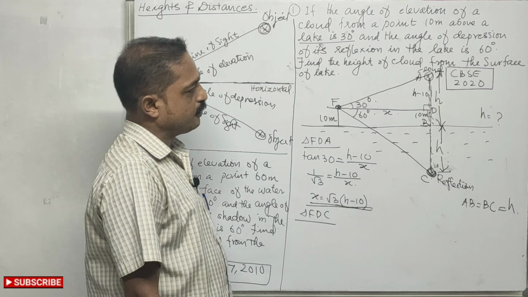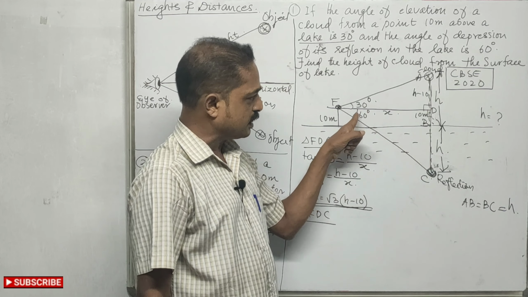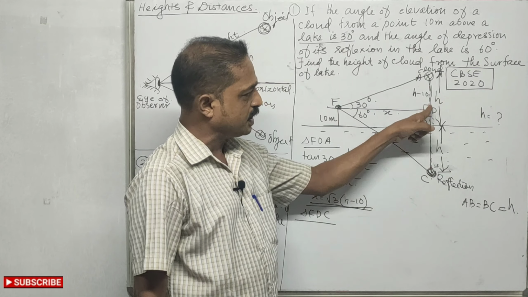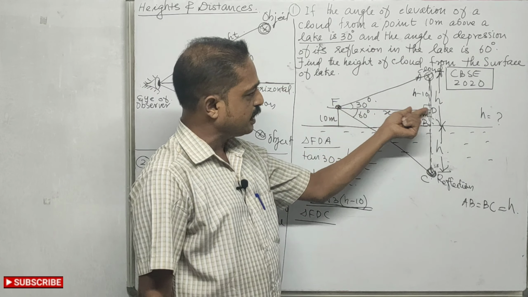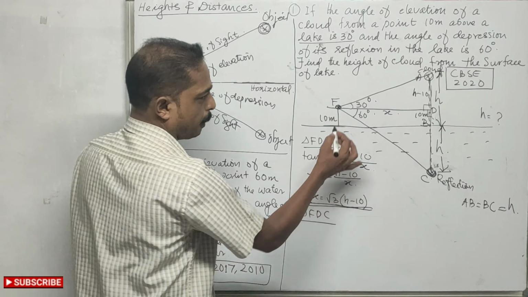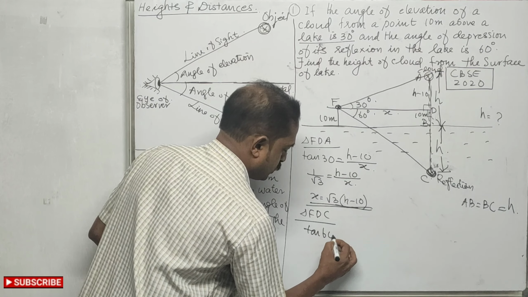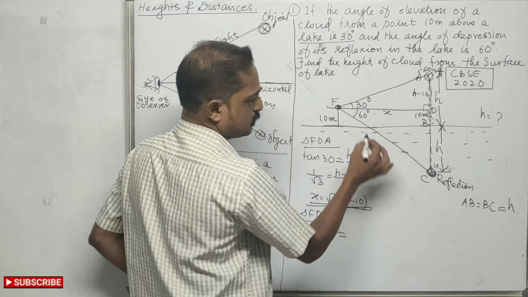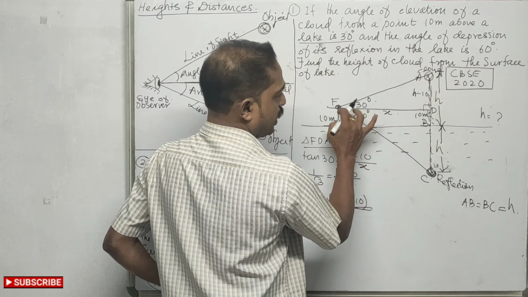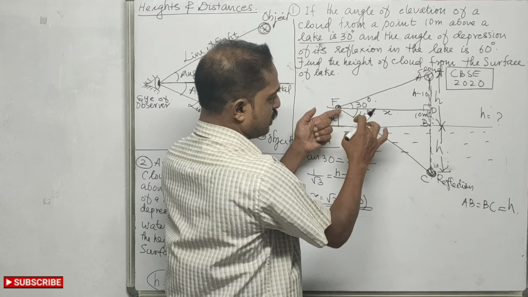See, from the triangle FDC, you will have to use the trigonometric ratio connecting the opposite side CD and the adjacent side FD, that is X. So what is tan 60? Tan 60 is opposite side by adjacent side. What is the opposite side? The side which is just opposite to the angle 60.